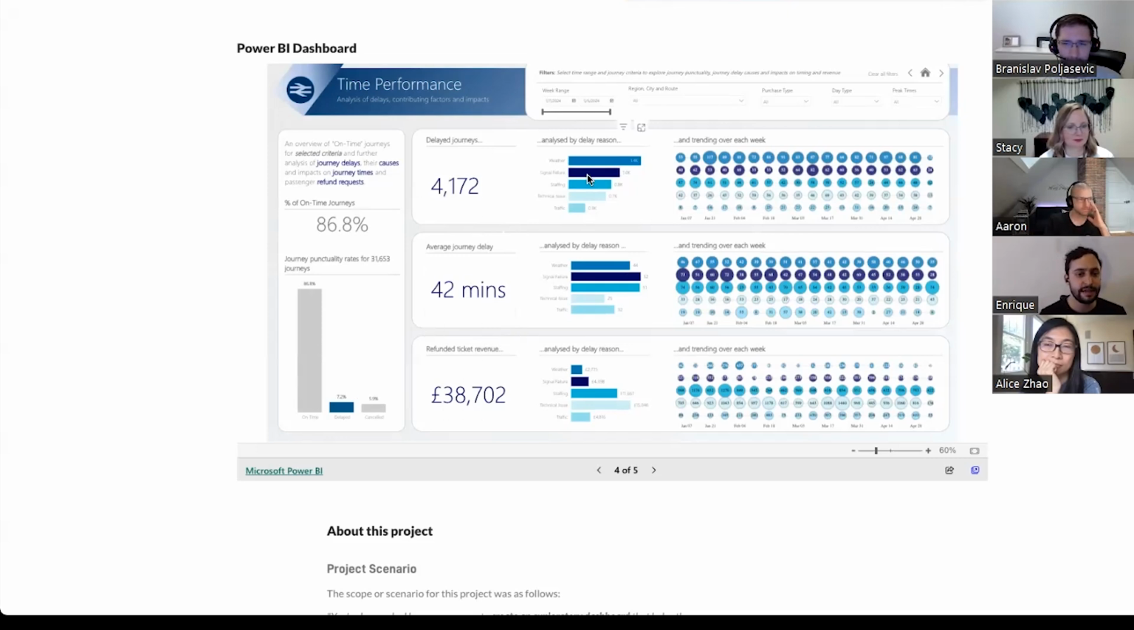One level deeper breaks it down by reason, and he sorts them the same way consistently. So they're sorted top to bottom by delayed journeys, but then we still have the same order of the reasons for the rest of these for consistency. And I think that really helps.